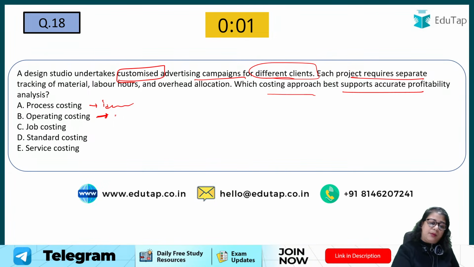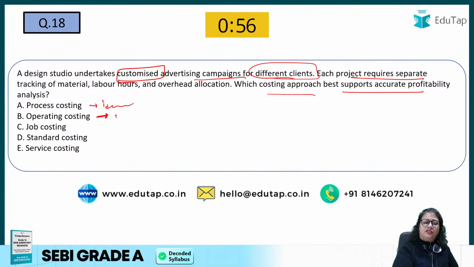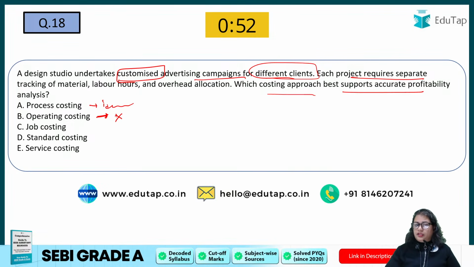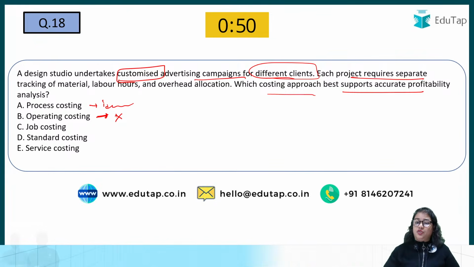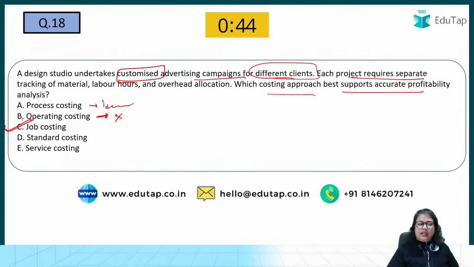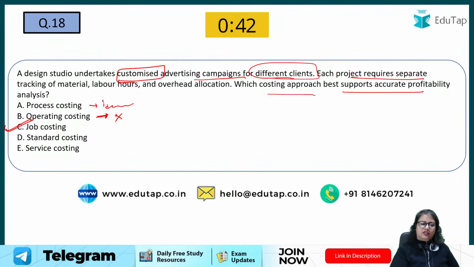In this we are doing identical production, not production but identical services. So this is for different clients, so this is incorrect, okay? Job costing is the best method because here we are doing customized unique production for different clients, and we can also track separately. So the answer is option C. Standard costing is a technique, so this is illogical. Then service costing is the same as operating costing, so this is also wrong. So job costing is the correct one.